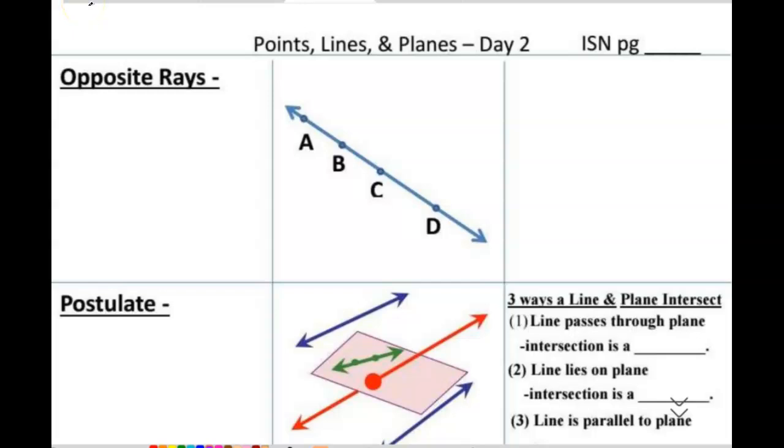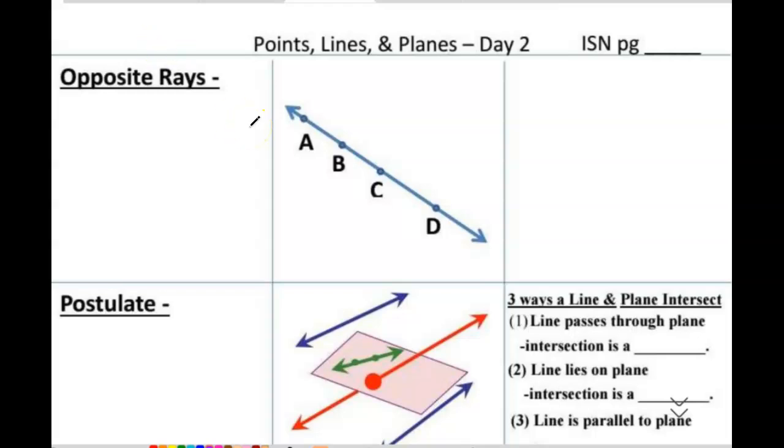All right, points, lines, and planes, day 2. Starting with opposite rays. Yesterday we learned what a ray is. Does anyone remember? Yes. Like an arrow pointing one direction, but the other side is not. Yes, the other side has an endpoint, and then one side keeps going.